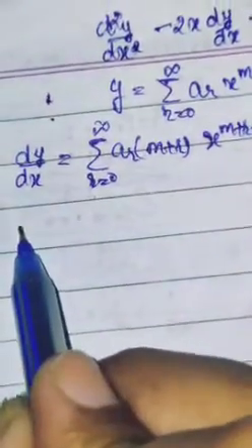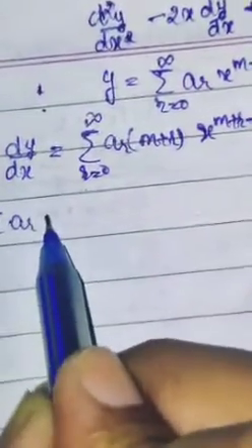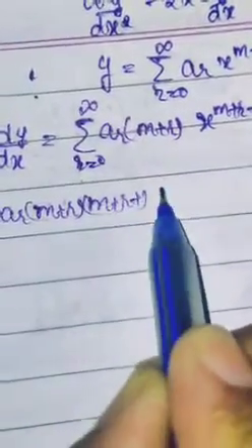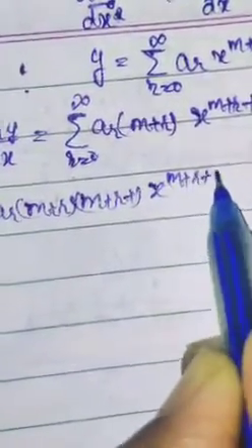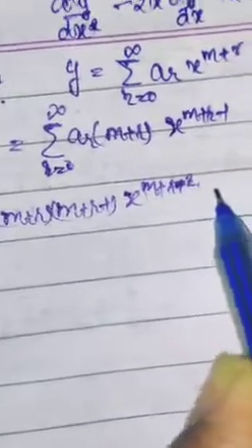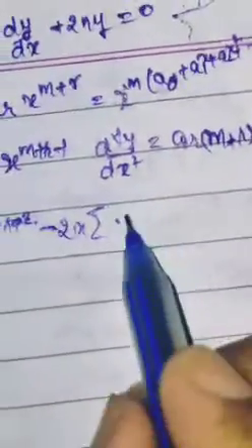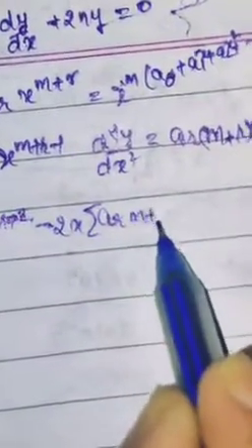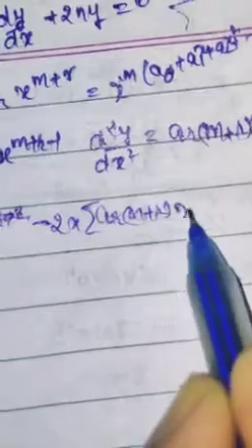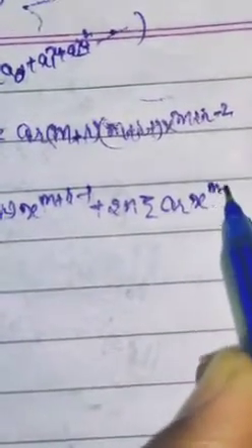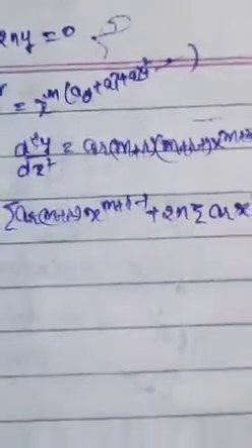We get summation of ar times m plus r times m plus r minus 1 times x raised to the power m plus r minus 2, minus 2x summation ar times m plus r times x raised to the power m plus r minus 1, plus 2ny, that is 2n summation ar x raised to the power m plus r, gives the result 0.